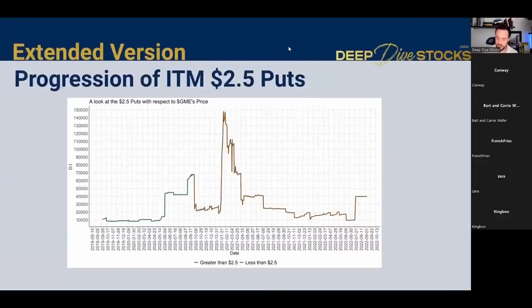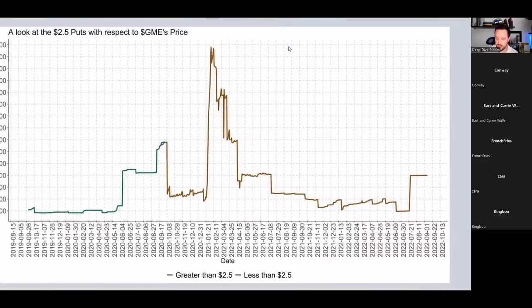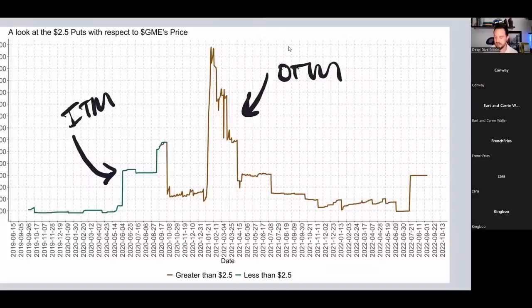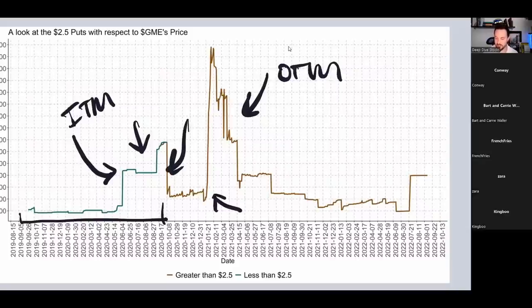So what I did was I looked again at when they were opened, when they were closed, and then I colored the line based off of when they were in the money and when they were out of the money. And obviously there was a huge jump in out of the money at the start of the run-up, just because the price was appreciating so much. But we can see very clearly that there was an increase in these puts when they were already in the money, and then the moment they became out of the money, they dropped off like a lead weight. That's where I'm at right now, guys. They dropped like a lead weight.